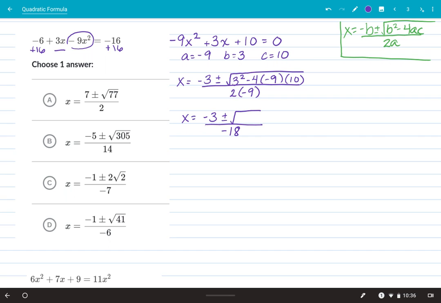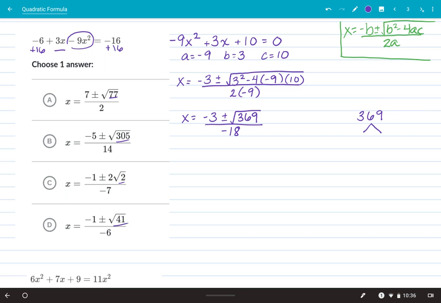All right, so we're going to take out the calculator now. We're going to go 3 squared minus 4 times negative 9 times 10. We're going to get 369. And if you notice, none of these have 369 in it, okay? So this is where the simplifying square roots is. So we're going to take 369 and bring it over here.